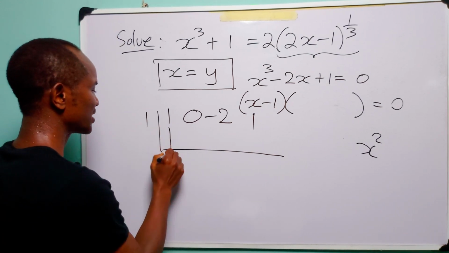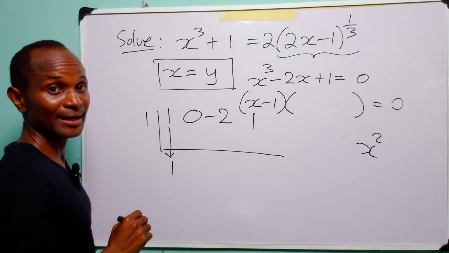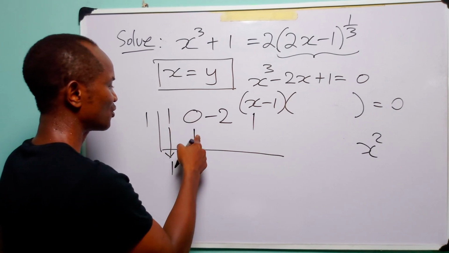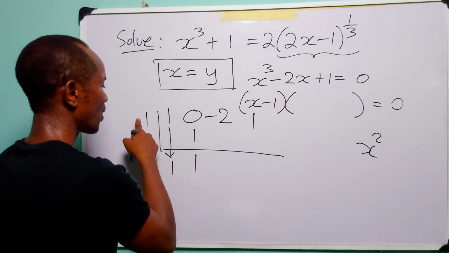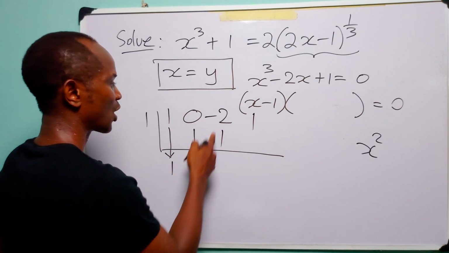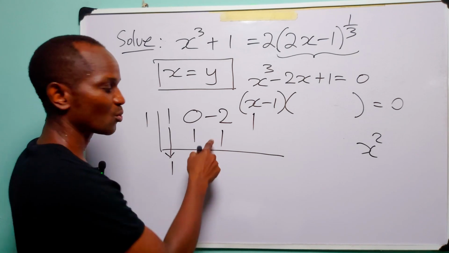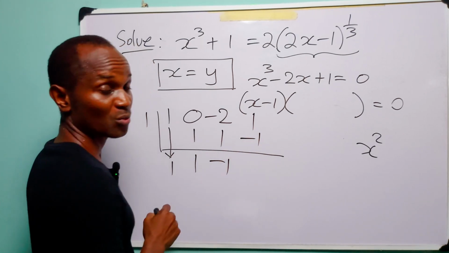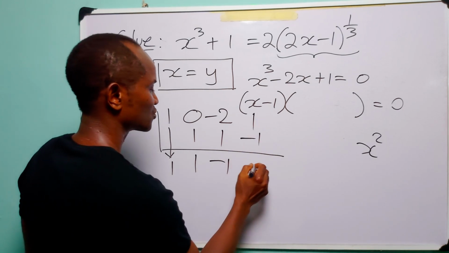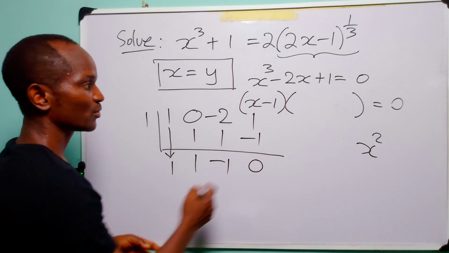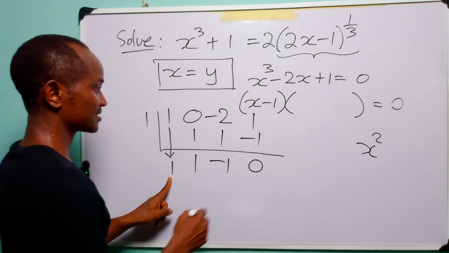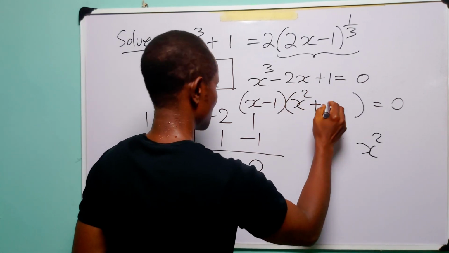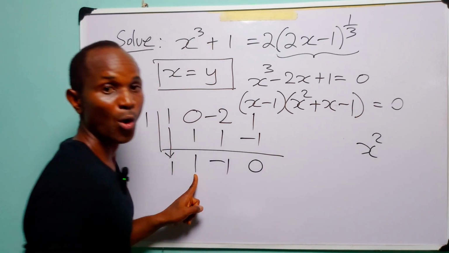So what we do is to bring down this 1. We have 1 here. 1 times 1 is 1. 0 plus 1 is 1. 1 times 1 is 1. Minus 2 plus 1 is minus 1. 1 times minus 1 is minus 1. 1 plus minus 1 is 0. So we have that the other factor is x squared plus x minus 1.